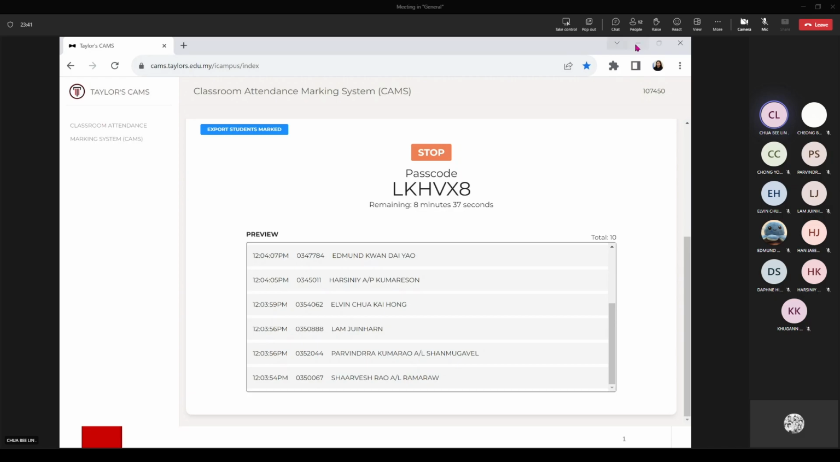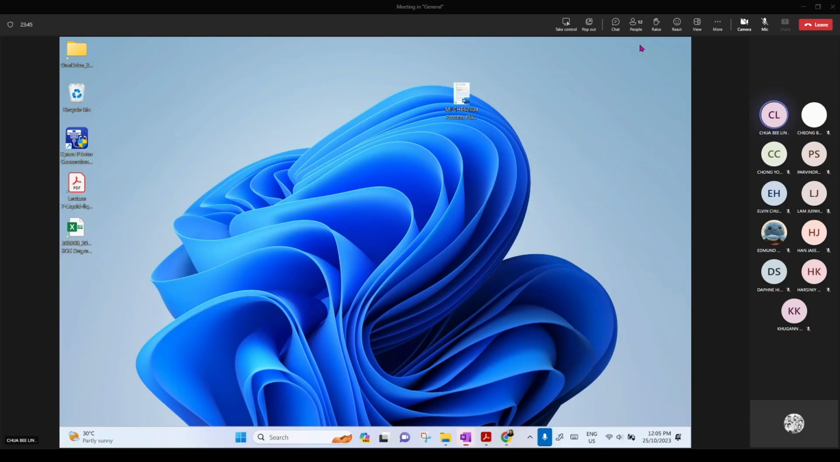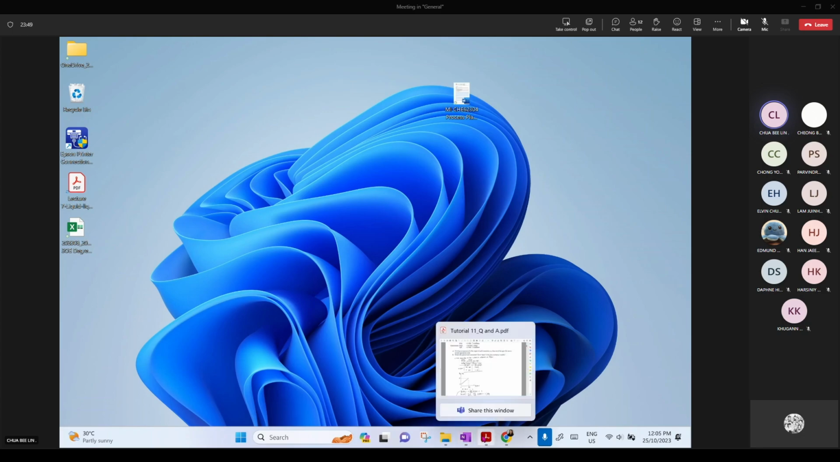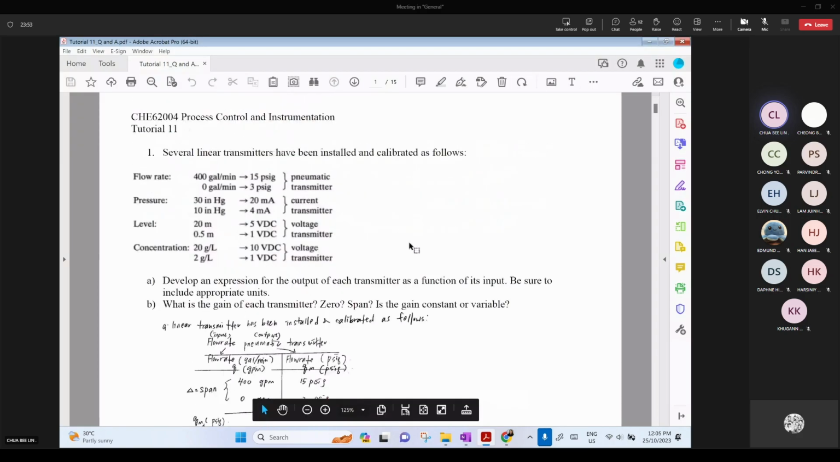Okay, so done. Regarding last week, which is the professional development week, I asked you all to study this chapter 11. I mentioned it in Telegram and also in MyTimes. Okay, let me record the session.